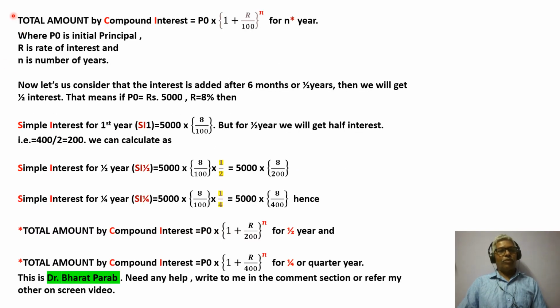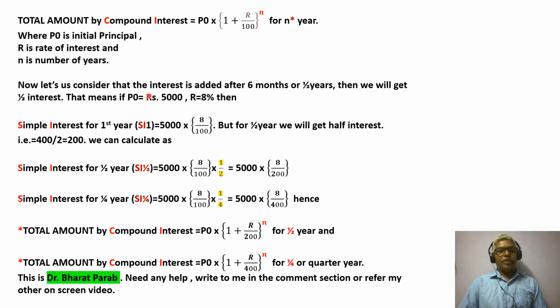So we are generalizing the formula here. Total amount by compound interest is equal to this. See, this is for total amount, not only interest. So total amount will be P0 into bracket (1 plus R upon 100) raised to n for n years. We will discuss this n at the end of this video. P0 is initial principal, R is rate of interest, and n is number of years. Now, when you calculate by compound interest, use this formula. Now let us see an example, the previous example only.